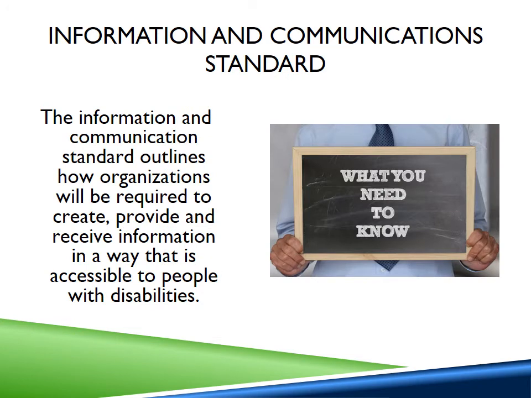Now that we have addressed the common requirements of the Integrated Accessibility Standards Regulation, we will move to the specific requirements laid out in the Information and Communication Standard. The goal of the Information and Communication Standard is to outline how organizations will be required to create, provide, and receive information in a way that is accessible to people with disabilities. When requested by a person with a disability, the organization must provide an accessible form of communication that takes into account the specific needs of the individual. These alternative formats and communication supports must be provided or arranged by the organization at no additional cost to the person and in a timely manner.